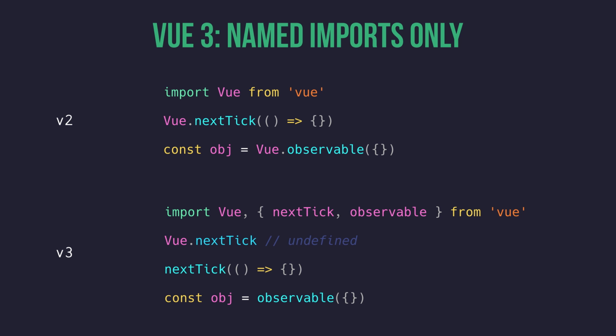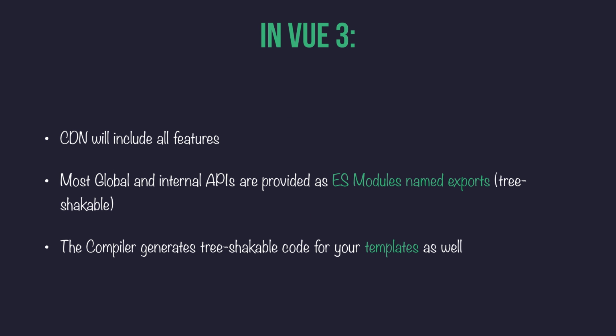So that is another big change that you're going to have to be aware of, mostly from a migration standpoint. If you're just writing new applications, you'll take advantage of this. But if you were to migrate an application, this is going to be very important. In the CDN build, all these features are just going to be bundled in the bundle because there really is no way around that.